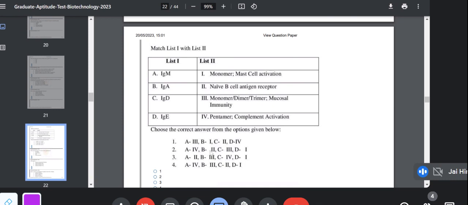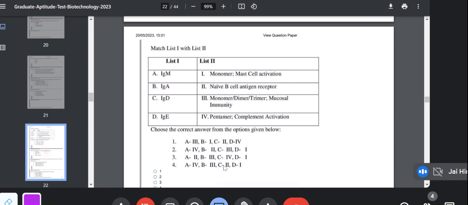Option B is matched with 2. IgA can be naive B cell antigen receptor. Actually IgA can be monomer or dimer, but it cannot be a trimer. You didn't see it as a trimer. And the third, C, IgD, will help in the activation of the B cells to produce antibodies. We already read about that.